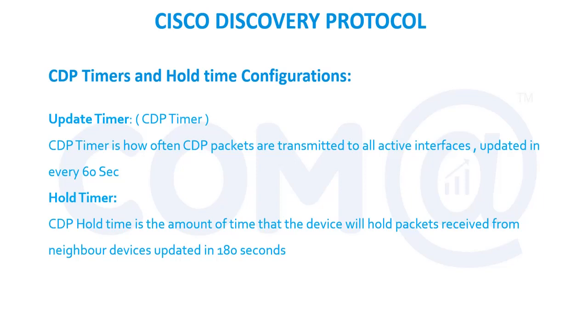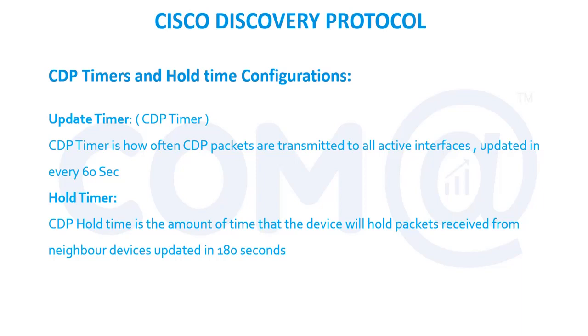CDP has inbuilt timers, which are called CDP timers. You have the update timer, or CDP timer. This gives us the information about after how many seconds or minutes the information is updated to the neighbor device. It says that 60 seconds is the default, so every minute it will give the update to the next device. It will not consume much data volume, just some KBs, so it is not going to affect your bandwidth. That is the update timer.